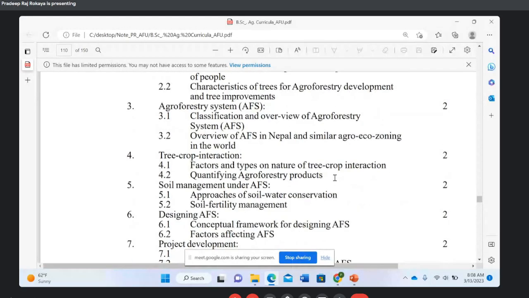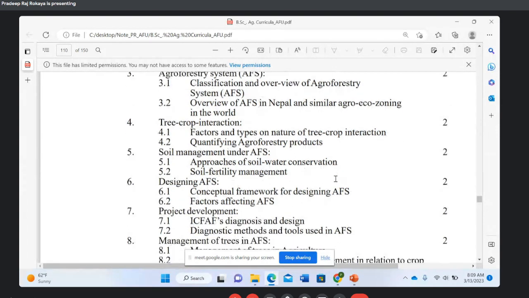3. Agroforestry systems. 3.1 Classification and overview of agroforestry systems. 3.2 Overview of agroforestry systems in Nepal and similar agroecozones in the world. 4. Tree-crop interaction. 4.1 Factors and types of tree-crop interaction. 4.2 Quantifying agroforestry products.